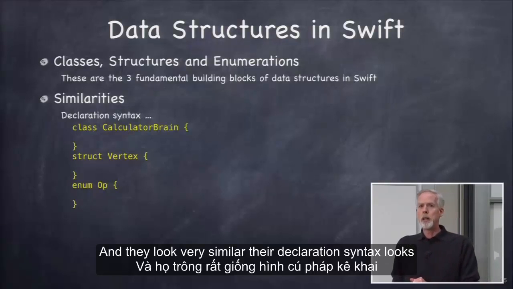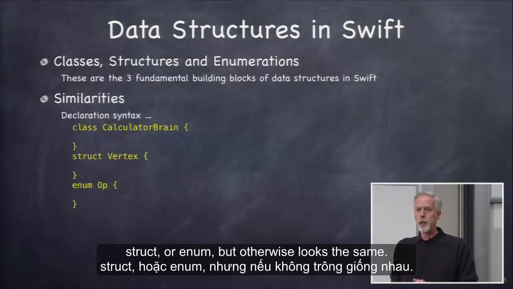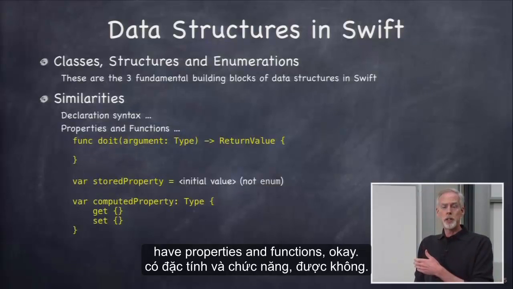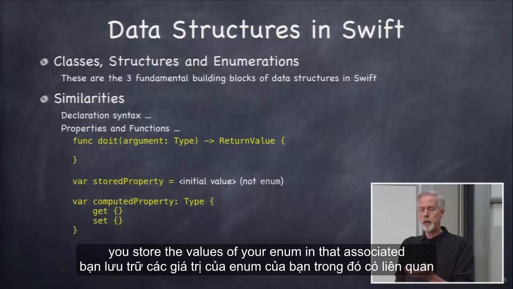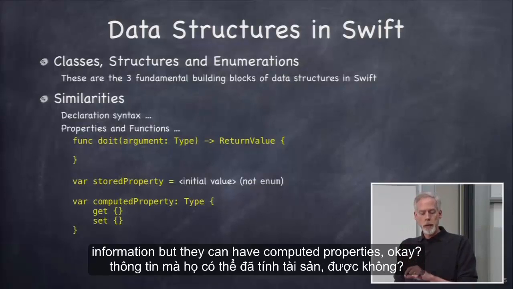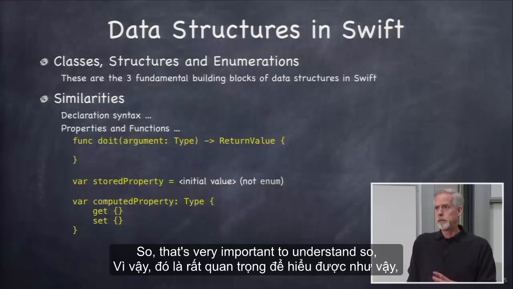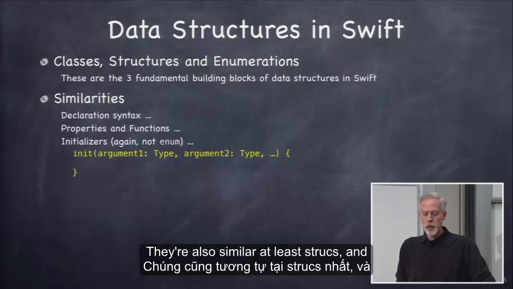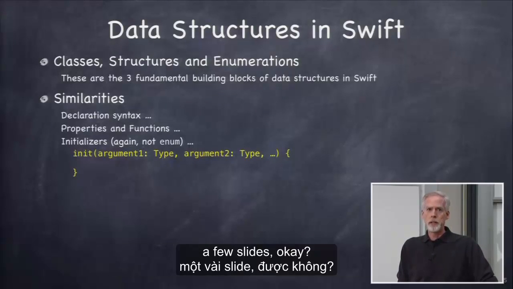And they look very similar. Their declaration syntax looks very, very similar, right? The only difference is whether it's class, struct, or enum, but otherwise it looks the same. They're also very similar in that they can all have properties and functions. Okay, all three of them. Now, enums, their properties can't store any values. You store the values in an enum in that associated information, but they can have computed properties. Okay, and all three of them can have functions. Right? Okay, so it's important to understand. So they're very, very similar in that way. They're also similar, at least structs and classes, in that they can have initializers. And we're going to talk about initializers in detail in a few slides.